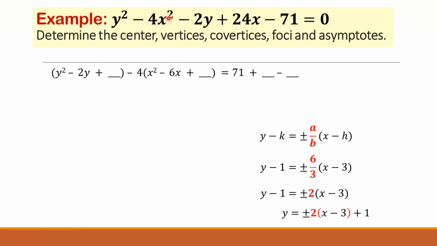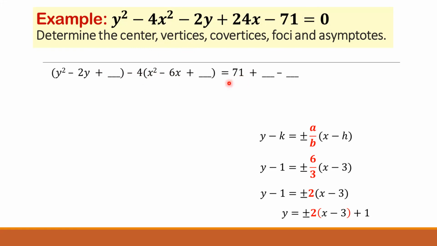Take note that I already factored the -4. We don't want a coefficient on x squared other than the understood one. So whatever is the coefficient of x squared, that is -4, will be factored out. So -4, then this 24x, 24 divided by -4, positive divided by negative is -6x. Then the 71, it's negative here, moving it to the other side, so it becomes positive 71.